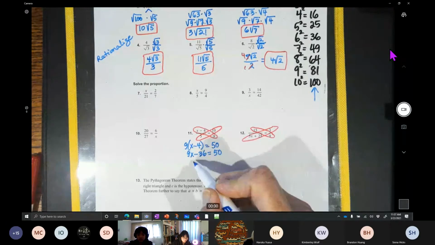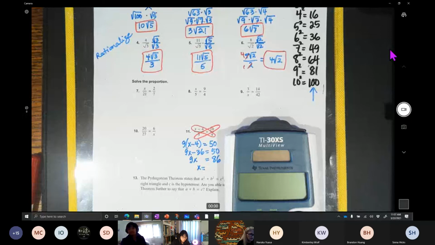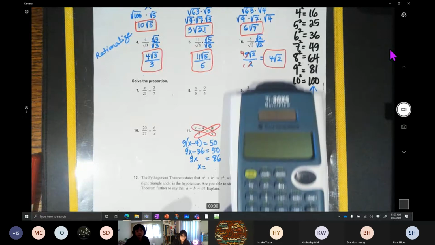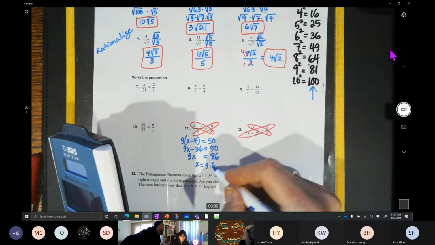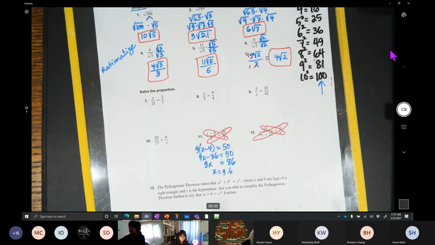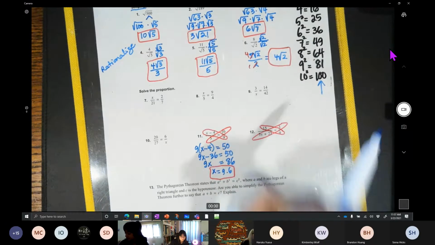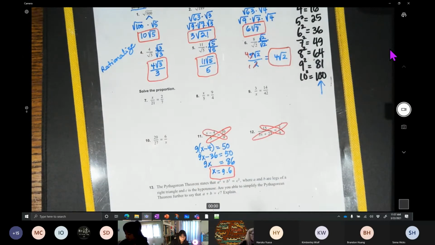Then I'm going to add 36 to both sides. And now I'm going to divide both sides by 9. Now, I don't know what 86 divided by 9 is because it's nothing even. So I'm just going to go like this. 86 divided by 9 gives me 9.6 or 9.55. If you wanted to, you could leave it as 86 over 9 too. There's nothing wrong with that. If you don't have your calculator with you, just leave it as 86 over 9.